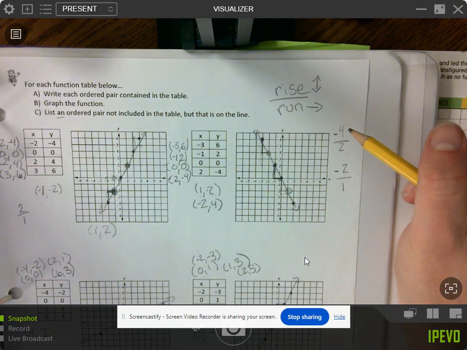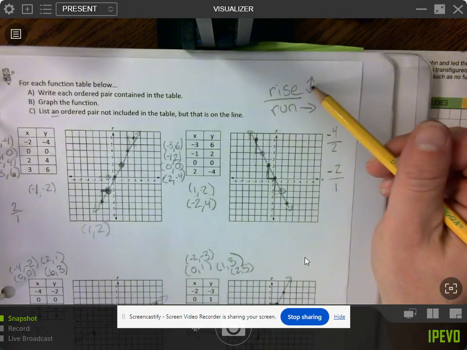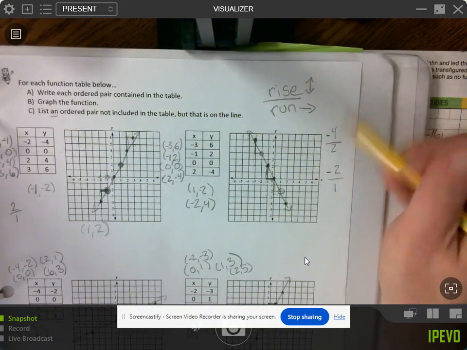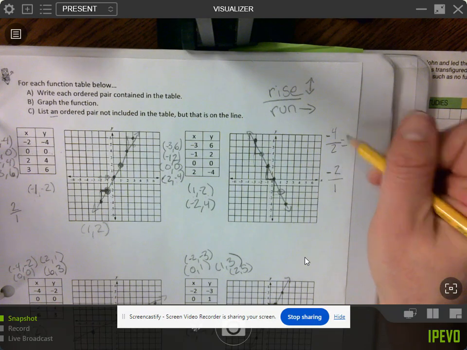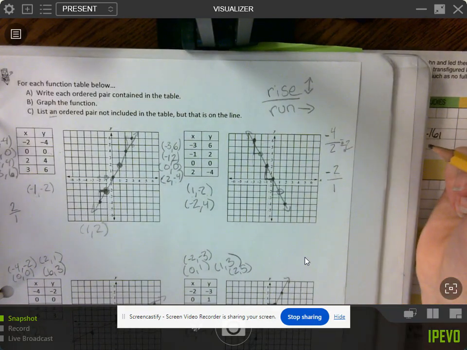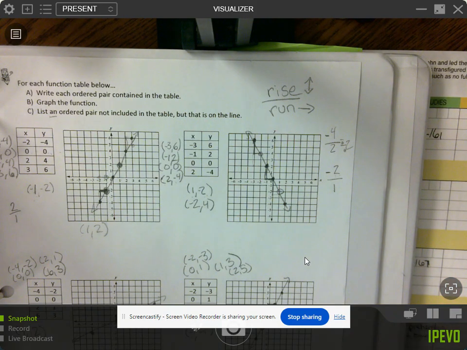So I think you flipped it. I think you put the run on top and the rise on the bottom. You have to remember that rise goes on the top. Am I going up or down? That goes on the top. And then this would simplify down. If I divided out that 2, it would simplify down to that negative 2 over 1. Always remember to put the rise, up or down, on top, and then how many over goes on the bottom.